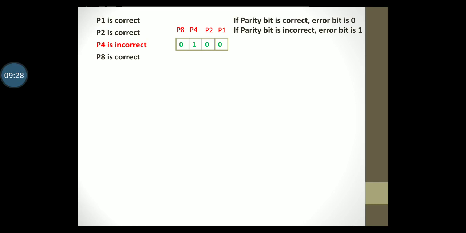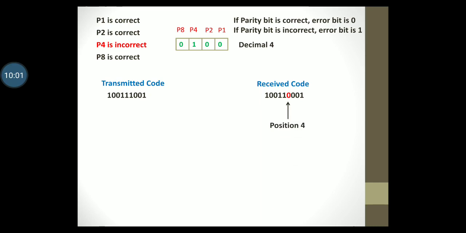Now carefully observe this error code. It reads as 0100, which when converted to decimal gives us the value of 4. Recollect that the transmitter sent the following code 100111001. The receiver, however, got it as 100110001. So as per the error word, check the bit in position 4. This is the bit which had got changed to 0 during transmission.